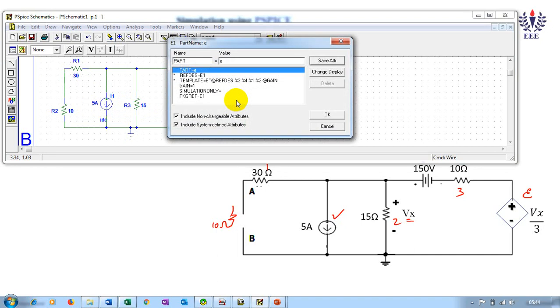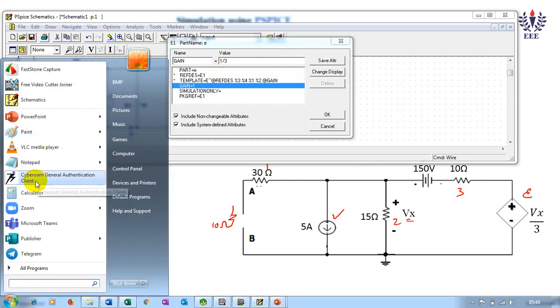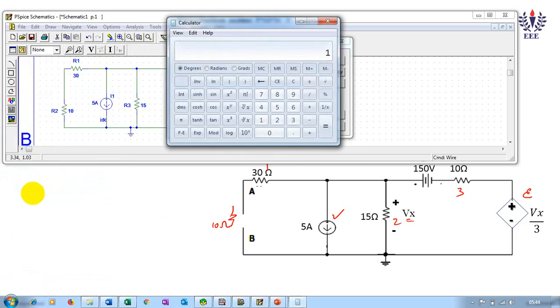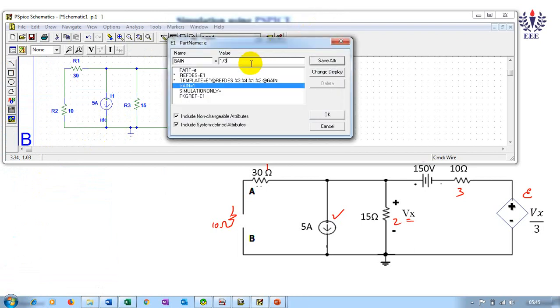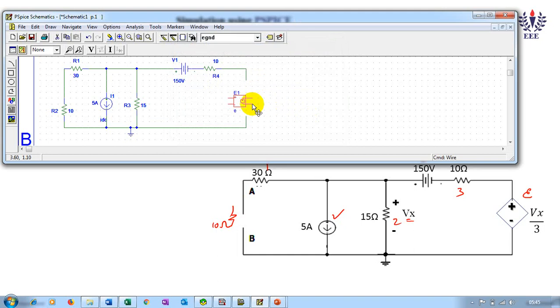Now the gain by default is 1, right? When you substitute the gain as 1 by 3, it will not take the value. In the sense, it will not understand fractions. So let us find out what 1 by 3 is. 1 by 3 is 0.3333. Let us keep until 3 or 4 decimal points. So substitute this as 0.333. Do not substitute as 1 by 3, it will not simulate. Keep this in your mind.